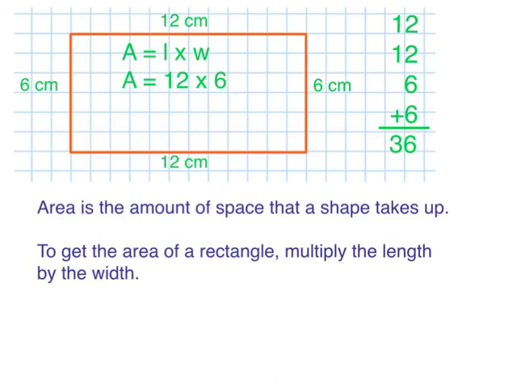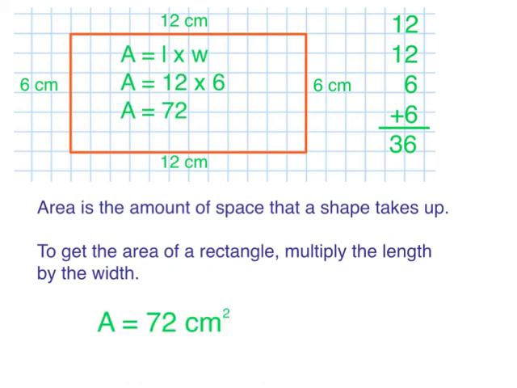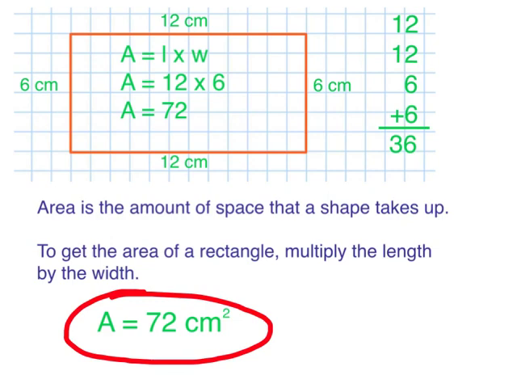So in this example, the area would be 12 times 6, which is equal to 72. So as a final answer, we write A equals 72 centimeters squared, which means that there are 72 square centimeters inside this rectangle. And if you want to go ahead and count them, each one of these little squares is a square centimeter, you would see that there are 72 of them.